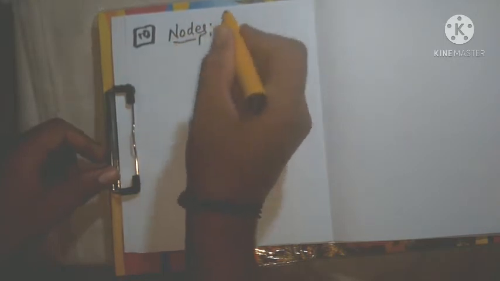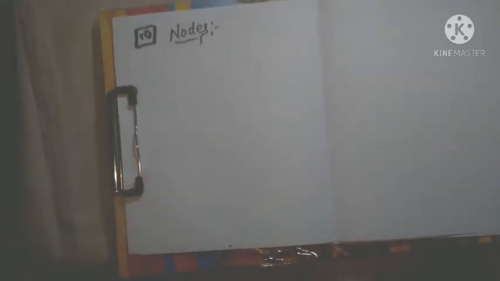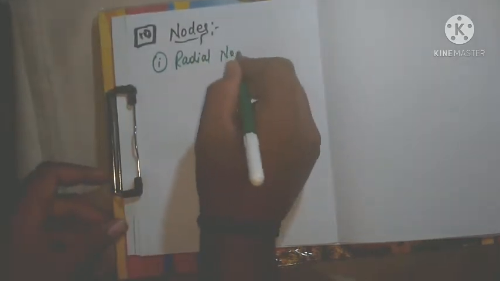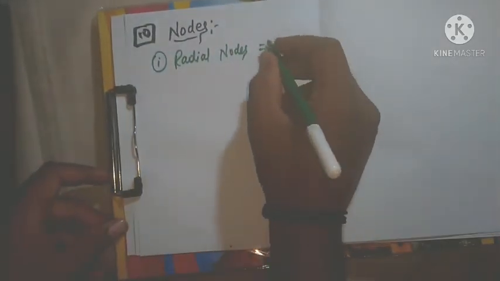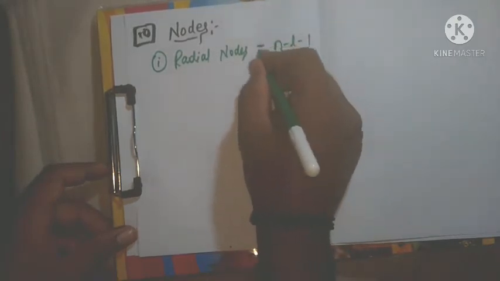Nodes. Nodes or nodal surfaces: the surface where the probability of finding the electron is 0 is called a node or nodal surface. Right now I will directly give the formula, no need to think about this one. First, the number of radial nodes is equal to n minus L minus 1.